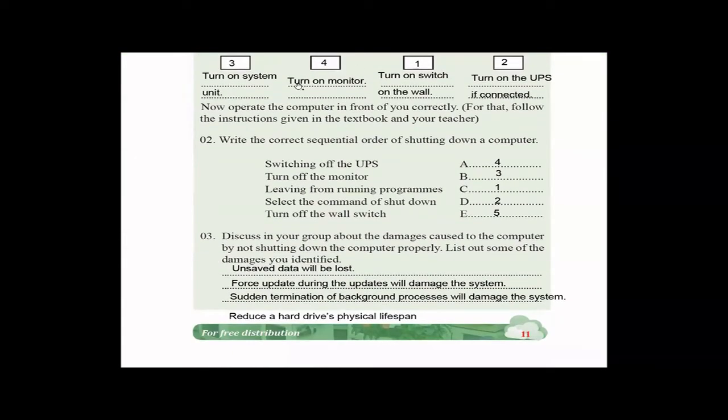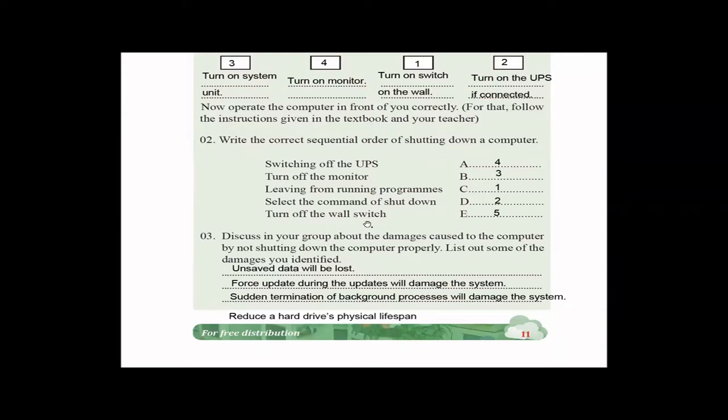Then they are asking you to write the correct sequence of shutting down the computer. So first of all, you have to exit from running programs, right? So you have to stop all the programs you are running. Then you have to select the shutdown command, right? You have to properly select the start button and shut down. Then turn off the monitor after the machine has shut down. Then switch off the UPS if it is connected. And then finally you can turn off the wall switch.